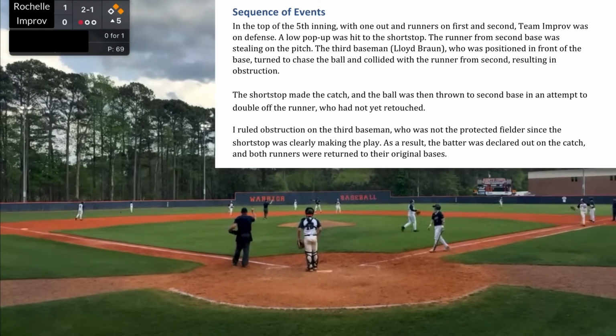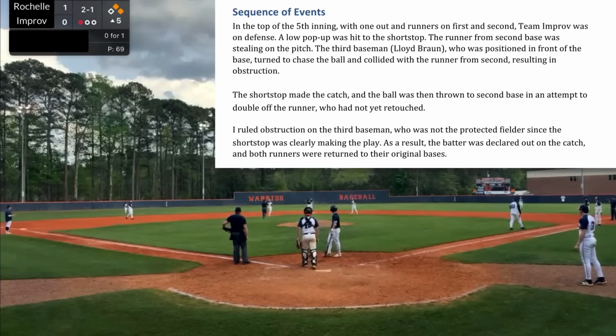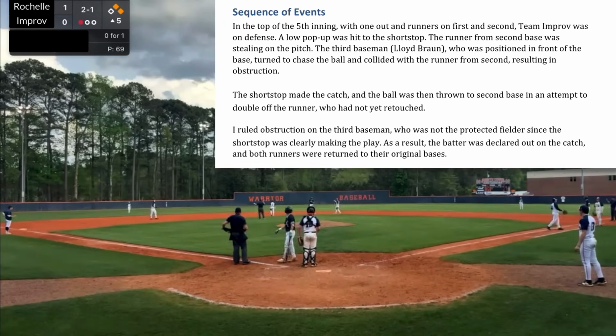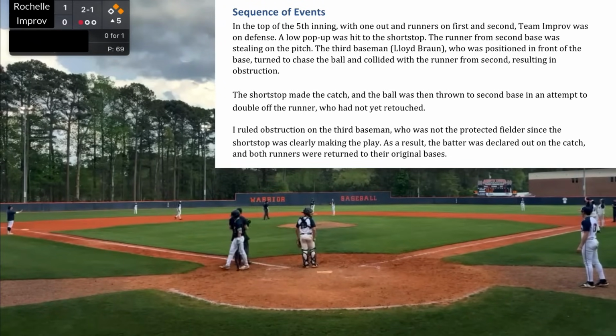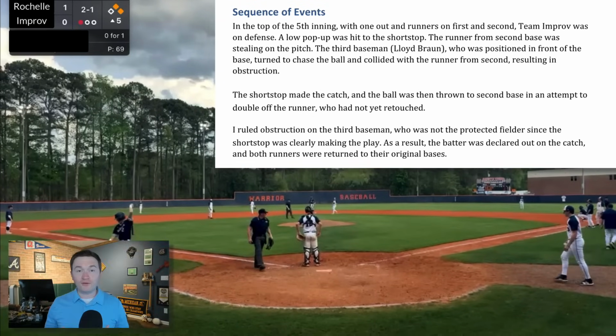I ruled obstruction on the third baseman, who was not the protected fielder since the shortstop was clearly making the play. As a result, the batter was declared out on the catch, and both runners were returned to their original bases. So this will be helpful in your report because it lays out the play that led up to all the confusion and commotion.